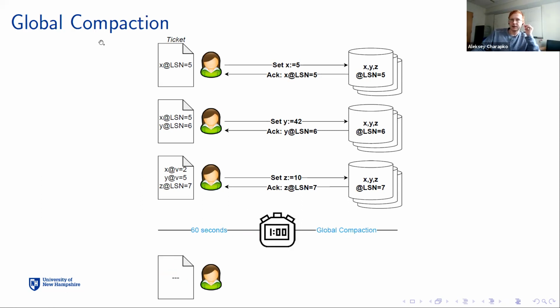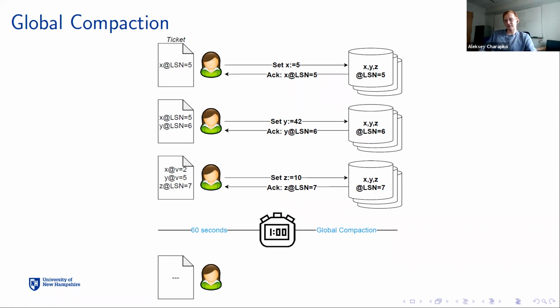And finally, they have this global compaction, which is really an artifact of how the caching system, how TAO works itself, right? They say that they're so confident that whatever write has been written by any user, this write will replicate through the data store within 60 seconds.